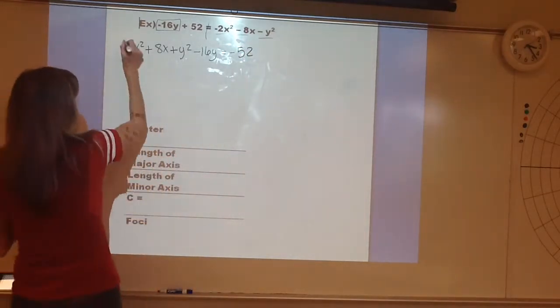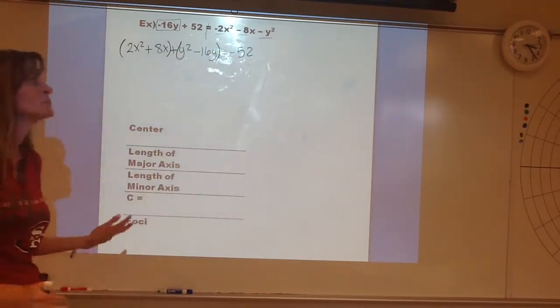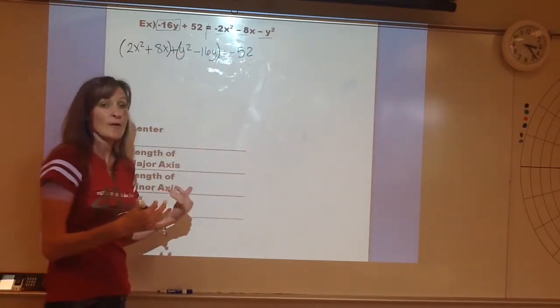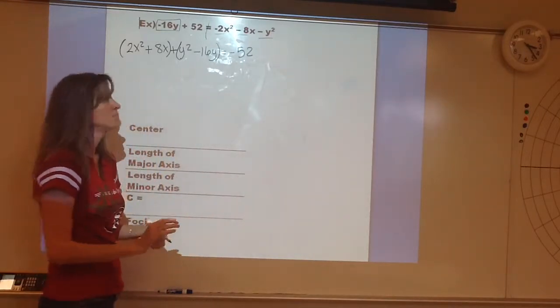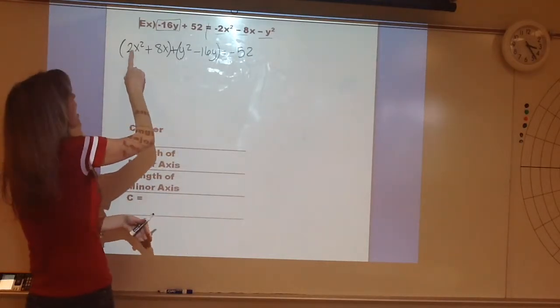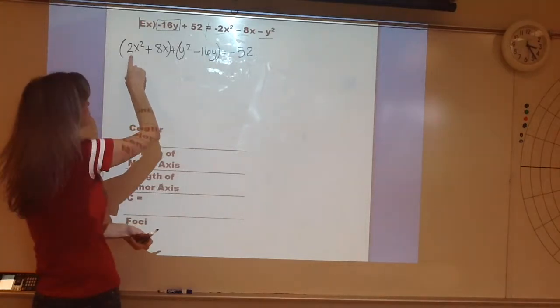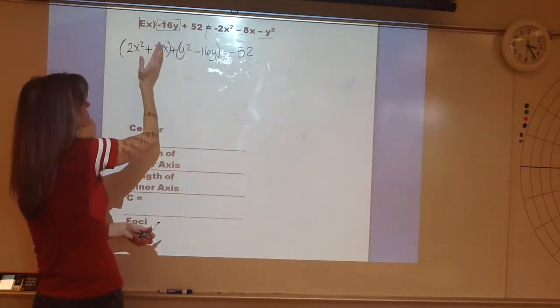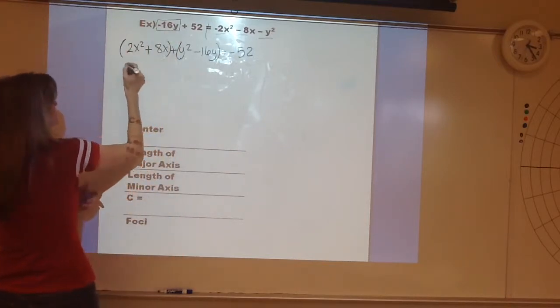Okay, so now what I want to do is, I already made sure I had everything grouped together. We're going to have to complete the square so that we can solve for the ellipse. When you complete the square, the leading term, the x squared or the y squared, has to have a coefficient of 1. That means we don't want to see a number there. So if there's a number there, we're going to divide it out. We're going to factor it out. So I'm going to factor out a 2.